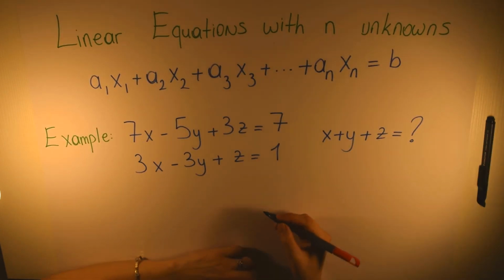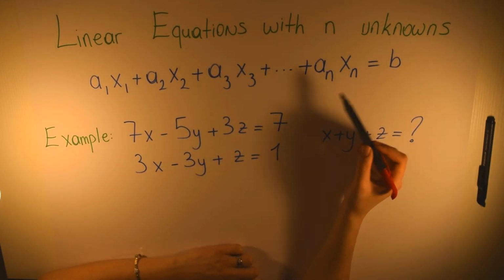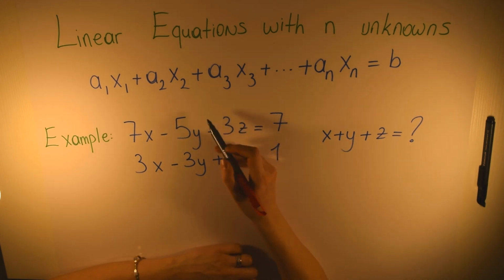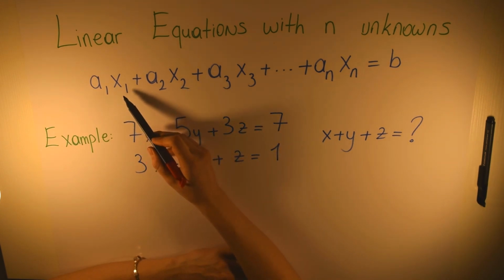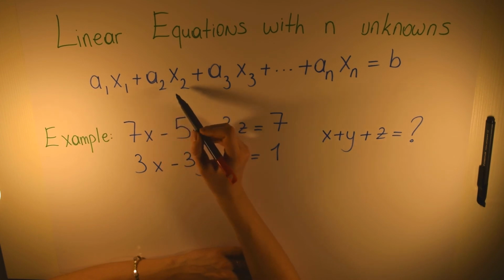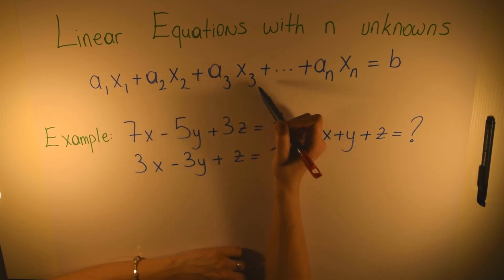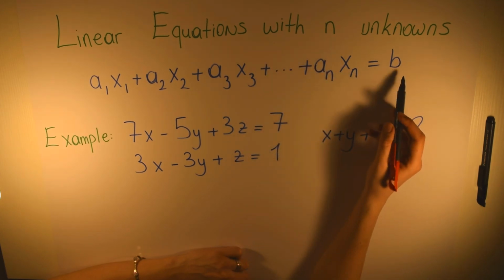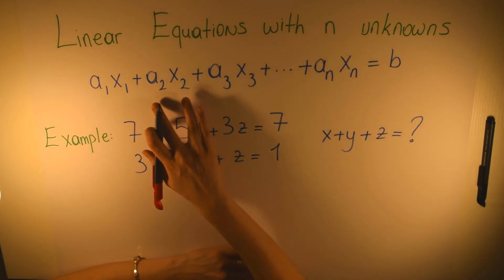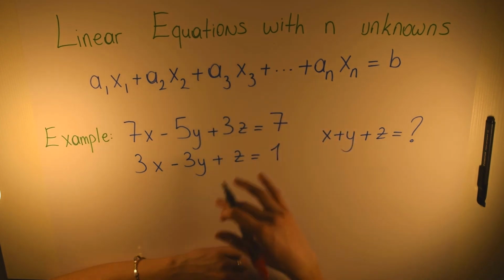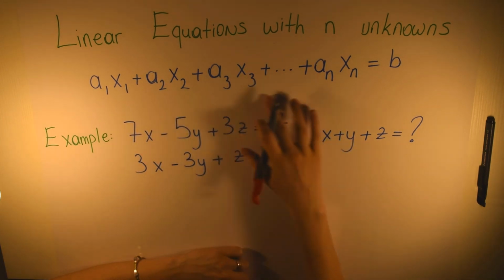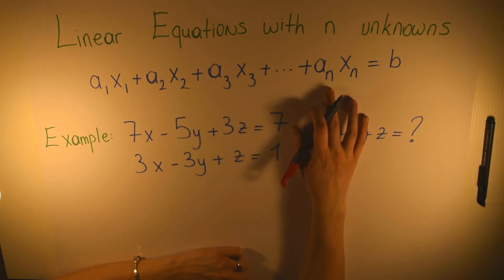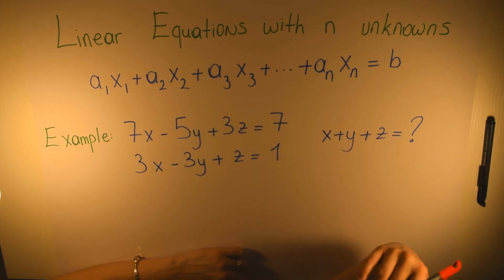Okay, linear equations with n unknowns. So more generally, a linear equation with n unknowns is defined as this: a1 x1 plus a2 x2 plus a3 x3 plus up to an xn is equal to p. So as long as these terms have the highest degree of 1, they are linear. This is still a linear equation, but with n unknowns.